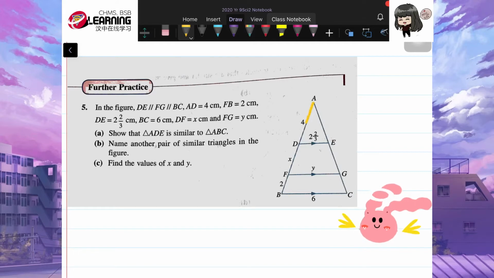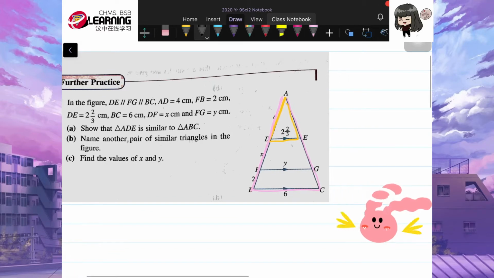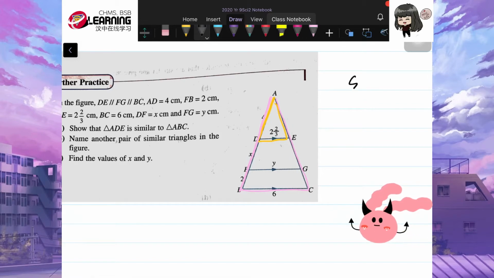Okay, so triangle ADE is this one, the yellow one, and then triangle ABC is this, the big one. Okay, so to show that they are similar, under similarity there are three possibilities that we can state the reason: either SSS, AAA, or SAS.